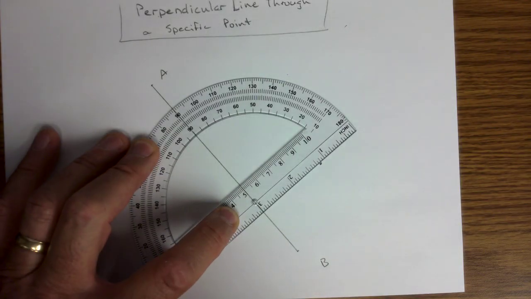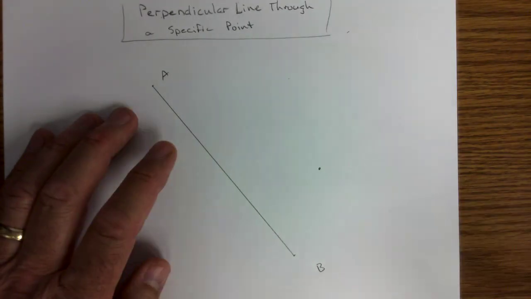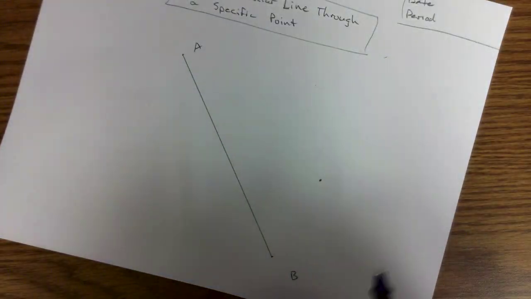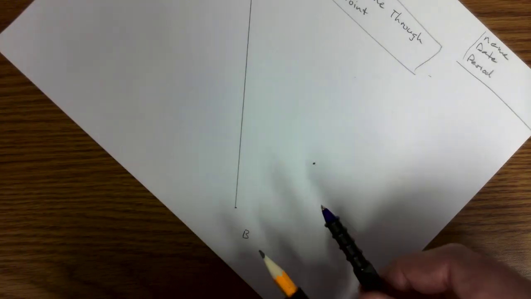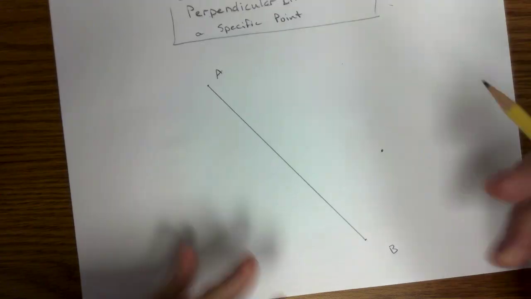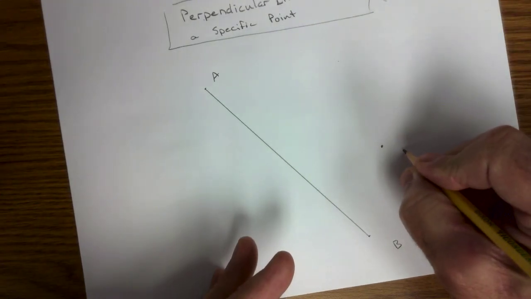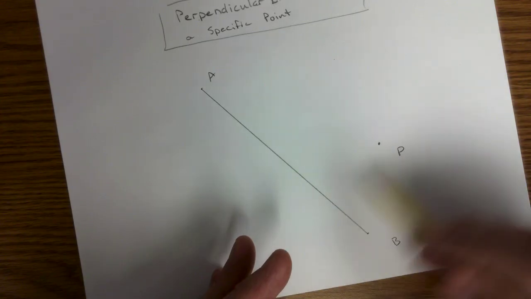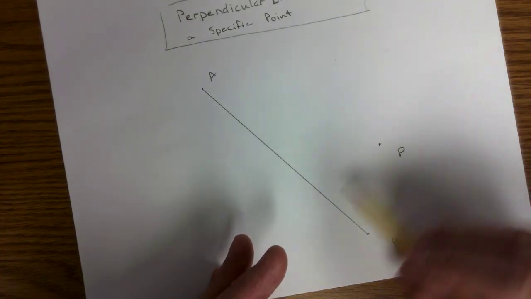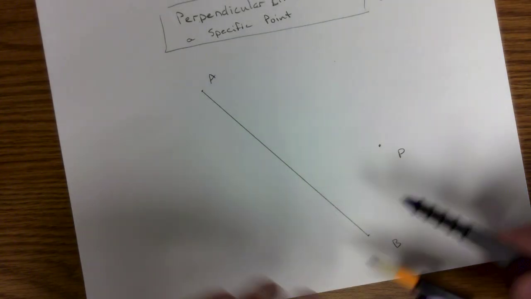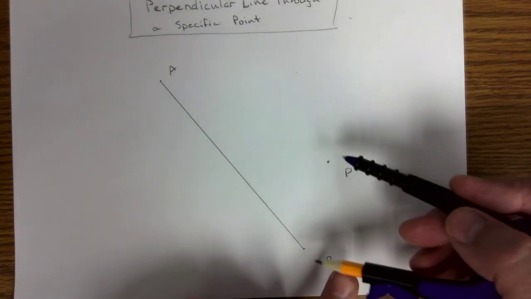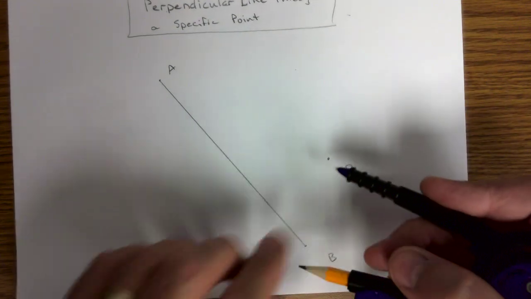All right? So here we go. You're going to take your compass, and you're going to measure the distance. Oh, I should label this point P. And I know my line's going to go this way, so I know the letter P is not going to be in the way. And I'm going to measure the distance pretty much from P to B, and maybe just a little bit smaller.